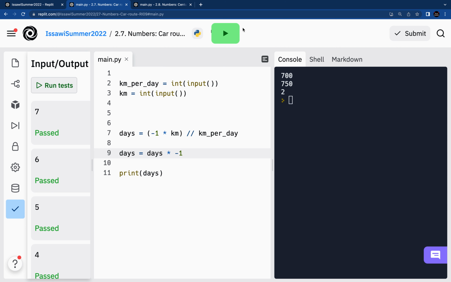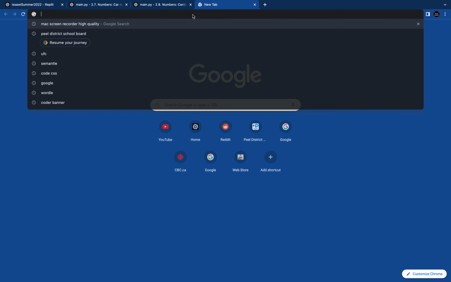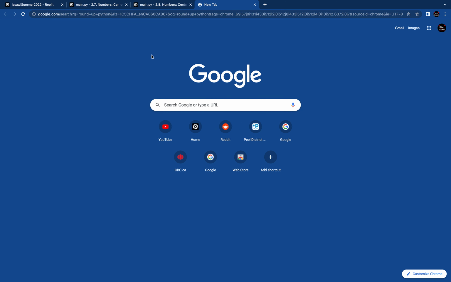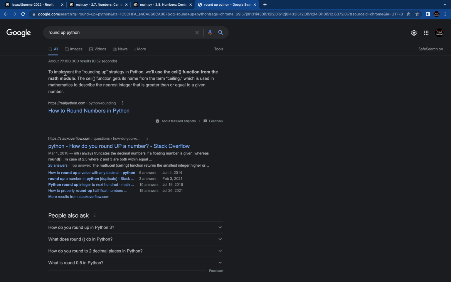There's another way to do it. I actually have to look it up, so we'll go ahead and look it up. So round up Python always helps to use Google. You don't always have to use what I teach you. You can always look up. So to implement rounding up strategy in Python, we'll call the ceil function from the math module.